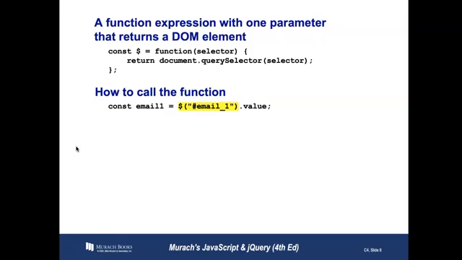Now, similar to the last function that had one parameter that returned a DOM element, this is a function expression with one parameter that does return a DOM element. So we have a construction, a constant and just the dollar sign, that equals the selector. So what we're doing is returning the value of any div or any element that has the ID of email_1 and putting it into a variable. So the dollar sign now can be used to select any value by its class or by its ID.